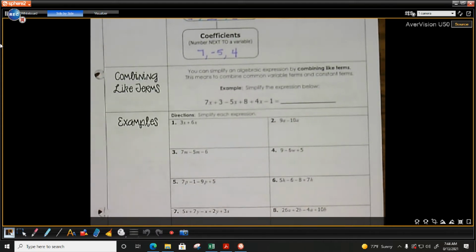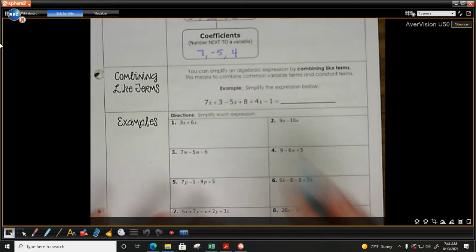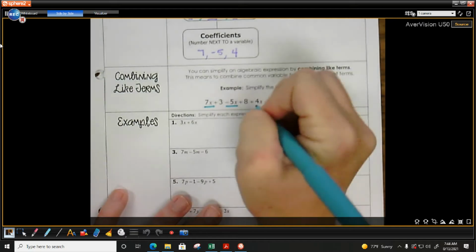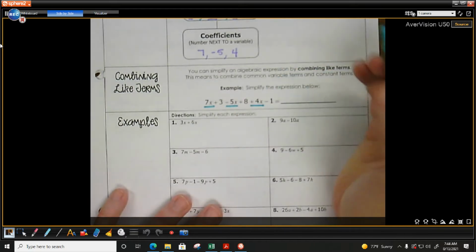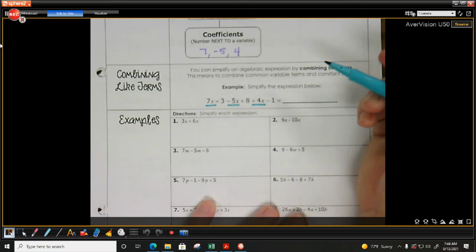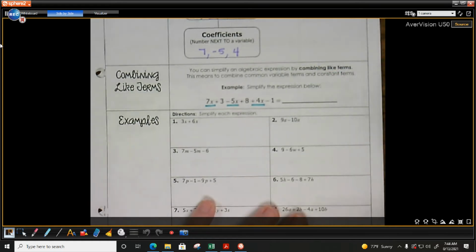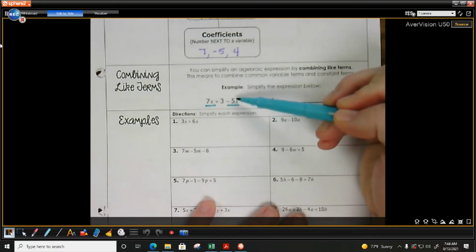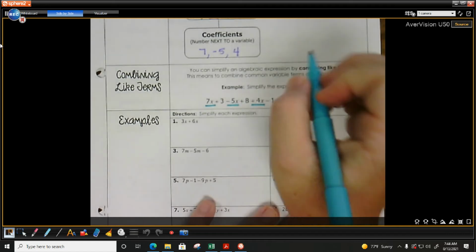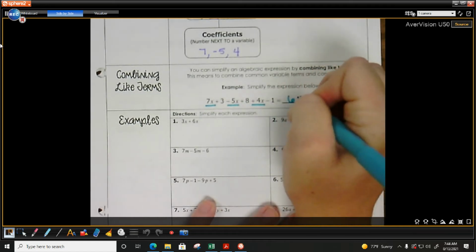Okay? So, what are some like terms I see here? What's my like variable terms? Negative 5x and very good. So how do I combine these? You just are adding or subtracting the coefficients depending on if it's a plus or a minus. So what's 7 minus 5? 2, then plus 4. So this becomes 6x.